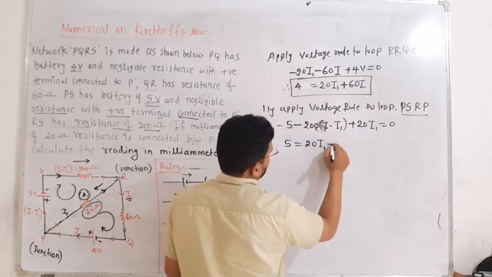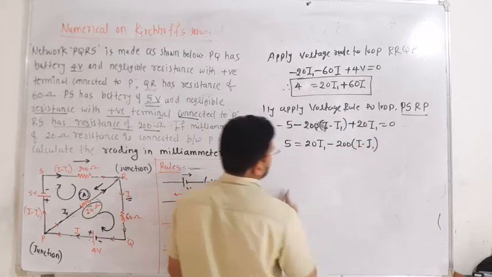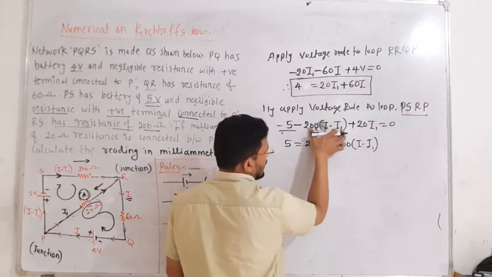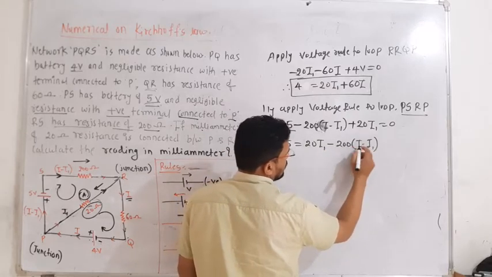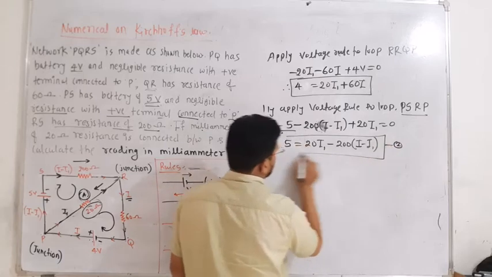20I1 minus 200(I minus I1). I have shifted the 5 to that side, it becomes plus, and this as it is minus. So 20I1 minus 200I minus I1 it is. So this is your second equation.